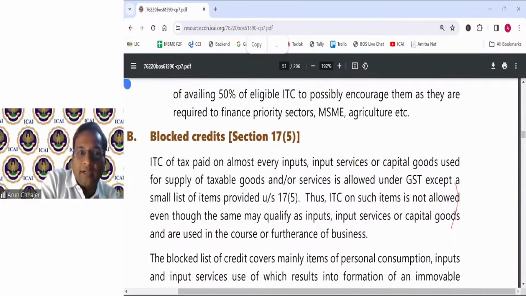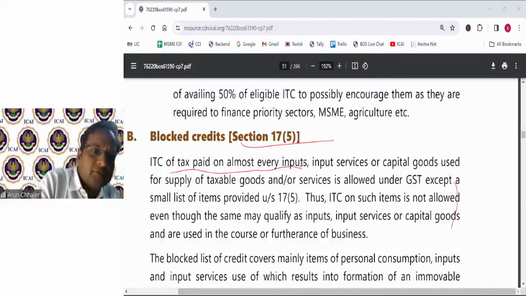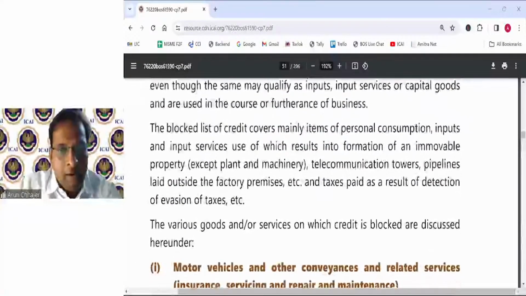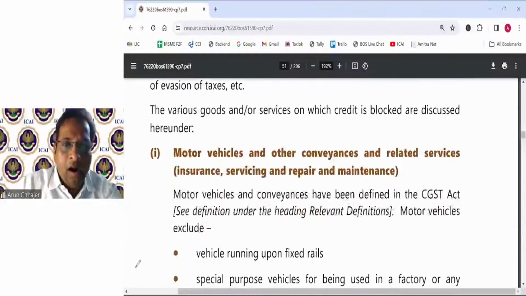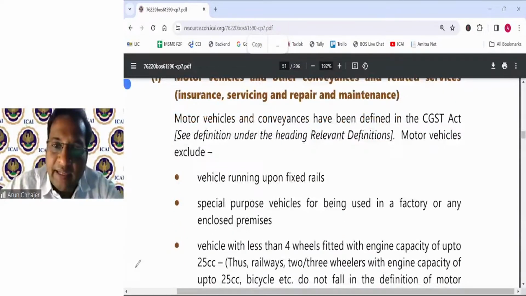So we are talking about the block credit in 17(5). ITC of the taxes paid on almost every input, input service and capital goods used for supply of taxable goods or services is allowed under GST, except a small list of blocked credit. First, motor vehicle and other conveyance and related services. Motor vehicle and conveyance have been defined in the CGST. See the relevant definition.